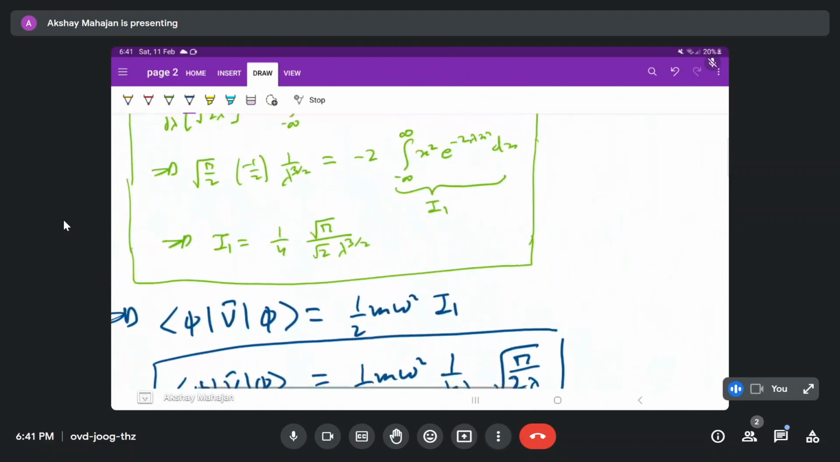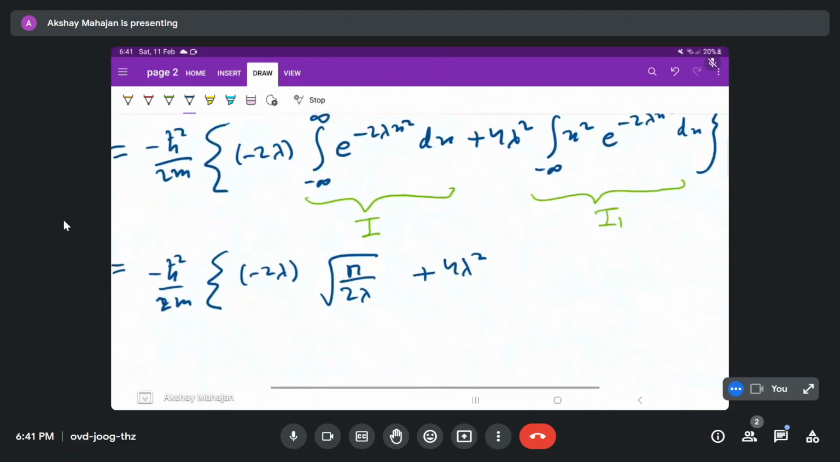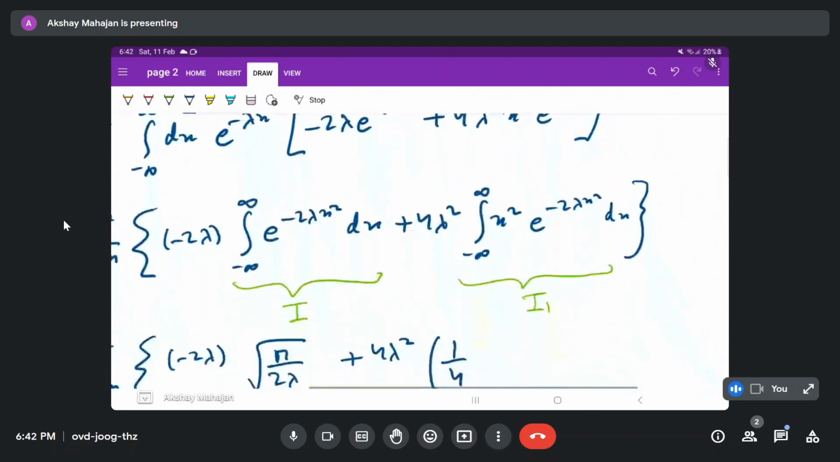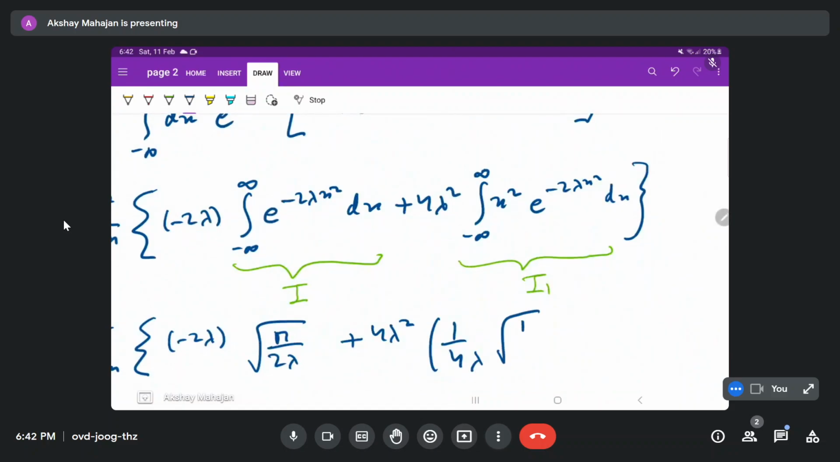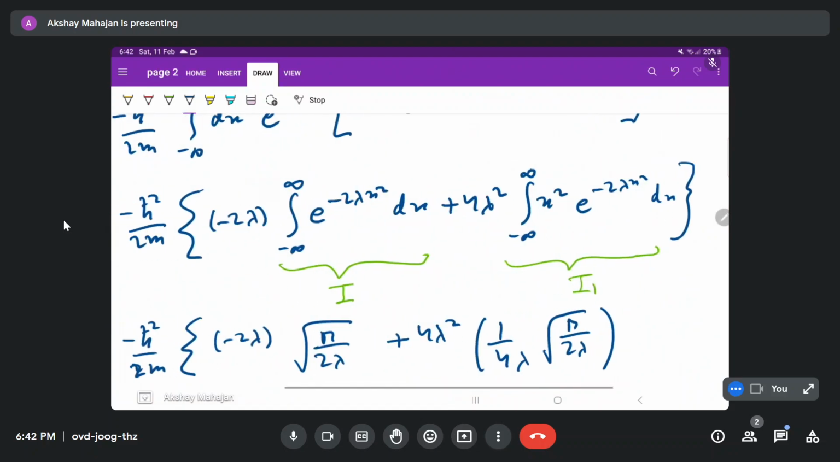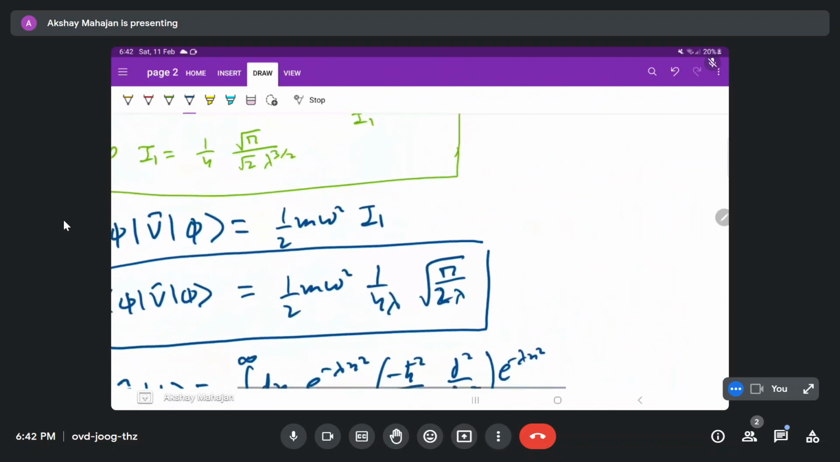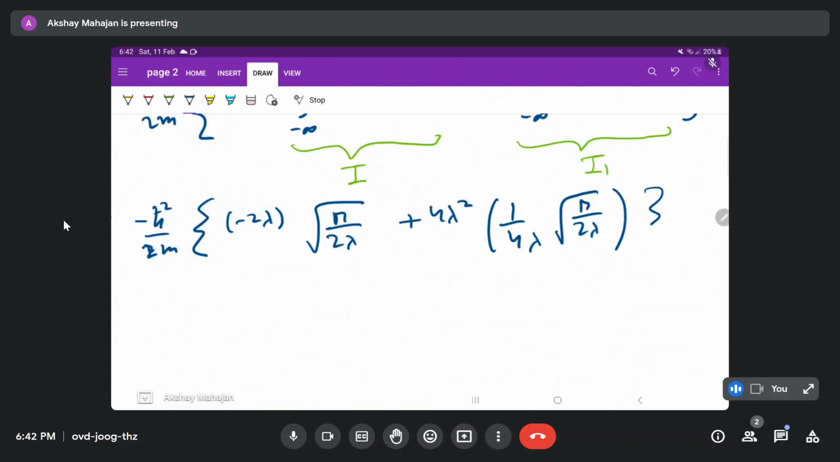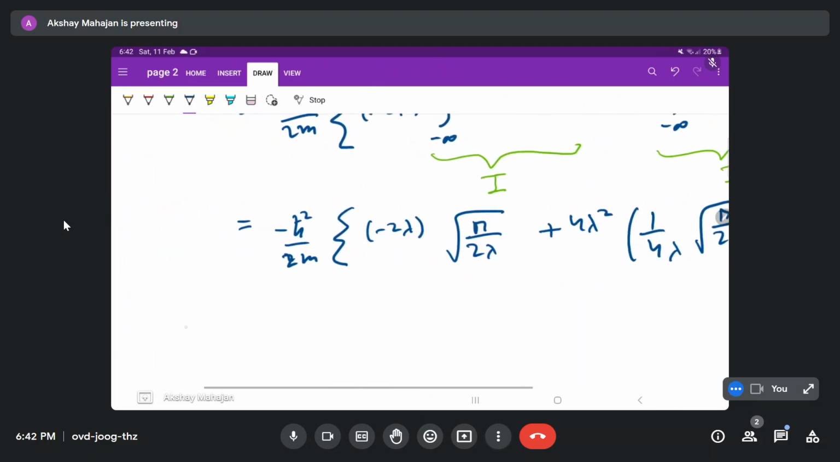So that integral comes as 1 by 4... I'm sorry, 1 by 4 lambda under root pi by 2 lambda again. It was that. Alright, so this is what we have. So finally we have our phi H phi.